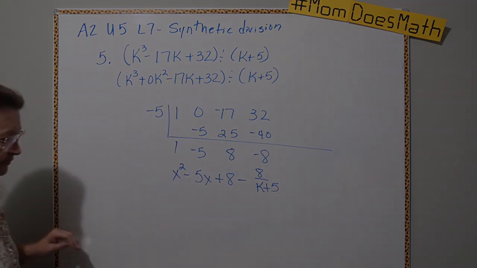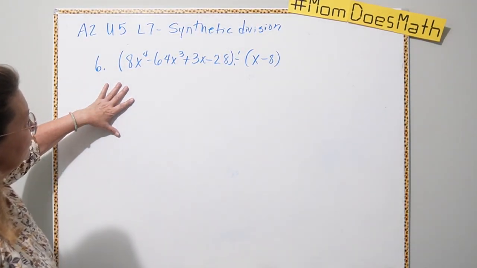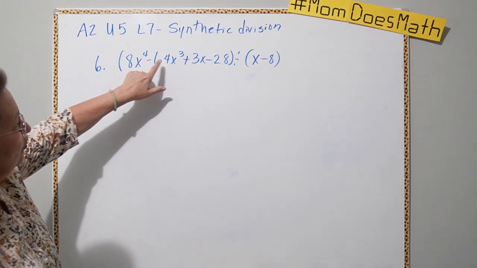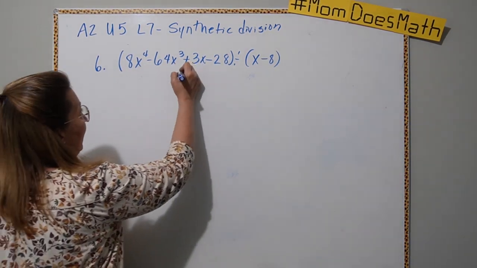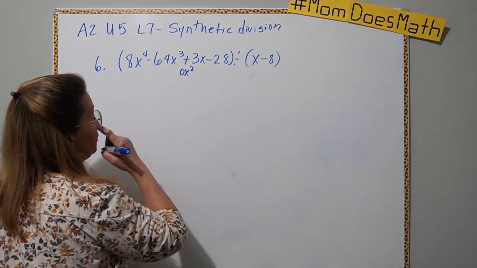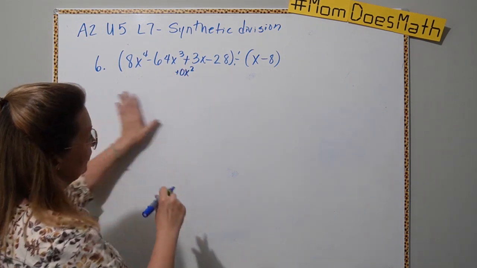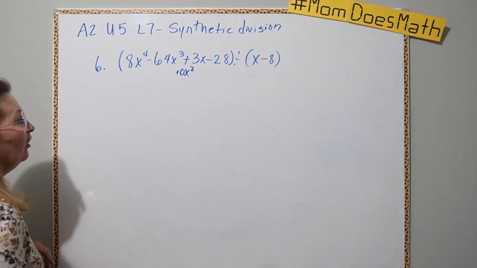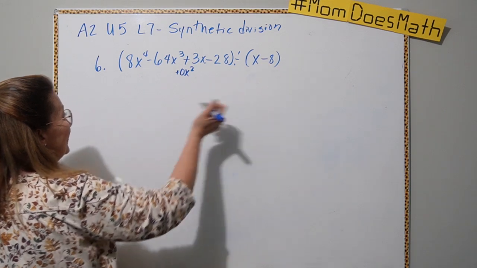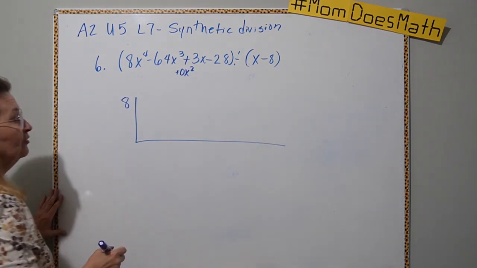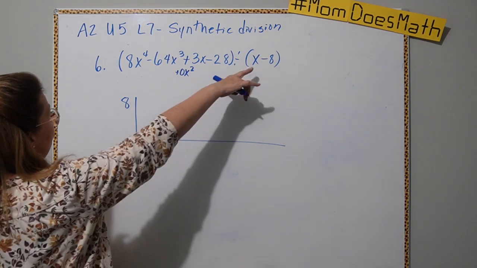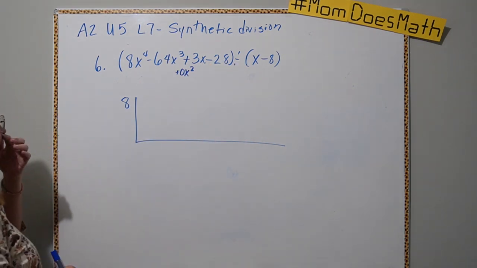Okay, let's have a look at number 6, and I see 4, 3, I'm missing an x squared term. So I'm just going to write 0x squared under here so I don't have to recopy the whole thing. All right, we do have a -8 here, so down here I'm just going to use a +8. Remember, you're actually using the opposite of what it looks like in the original.